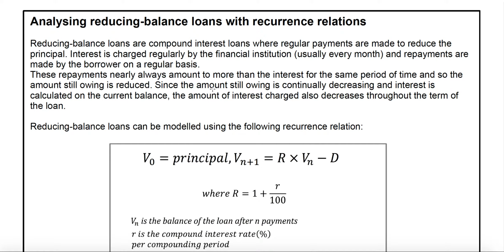And that's what these recurrence relations are going to show us. They're going to show us the interest being added on, because we're going to pay interest with loans. And it's going to show as well our payment being made, which is effectively going to reduce the amount that we owe.